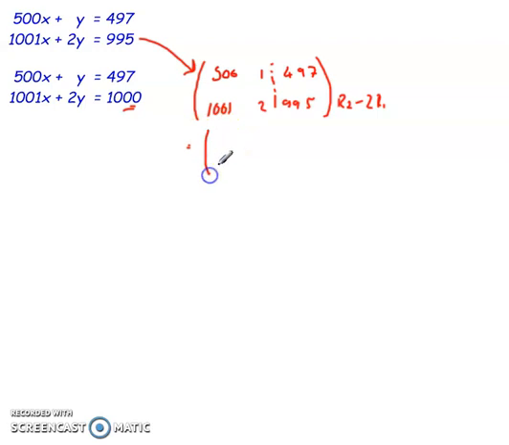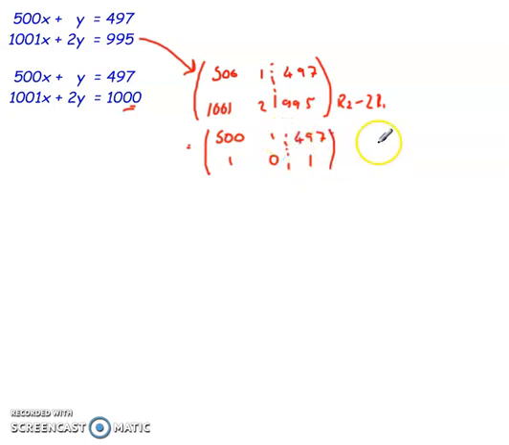So if I did that, that would change my matrix to 500, 1, 497. That wouldn't change at all. My second row would then become 1001, take away 2 lots of 500, so I become 1. 2 take away 2, which is 0. And then 995, take away 2 of the 497s. It's quite nice because that's just 1.